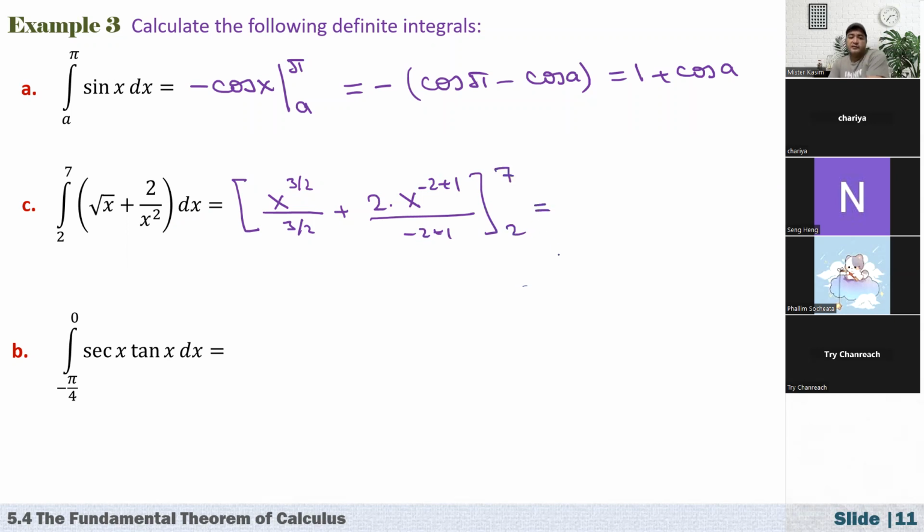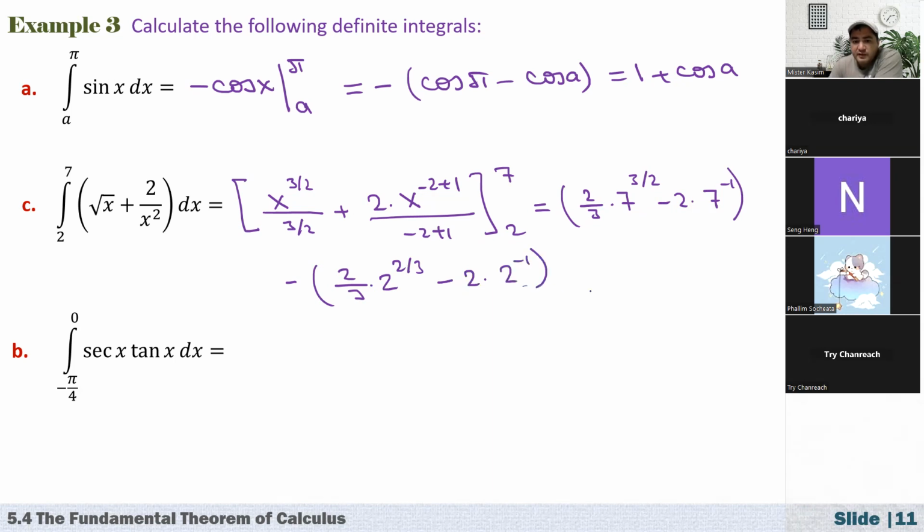So that's equal to, for the first part, when it is 7, 2 over 3 times 7 to the power of 3 over 2. And this one is negative 2 plus 1, right? It is negative 1. So here we have negative 2 times 7 to the power of minus 1. Minus, and when it is 2, we have 2 over 3 times 2 to the power of 3 over 2, and minus 2 times 2 to the power of minus 1. And now we just simplify this and get the answer.